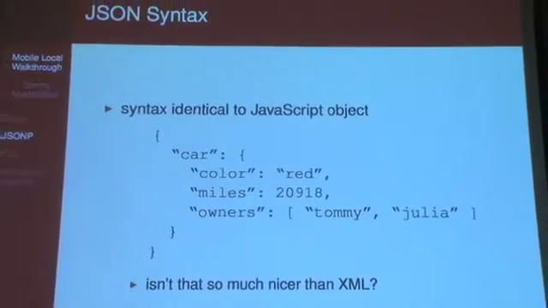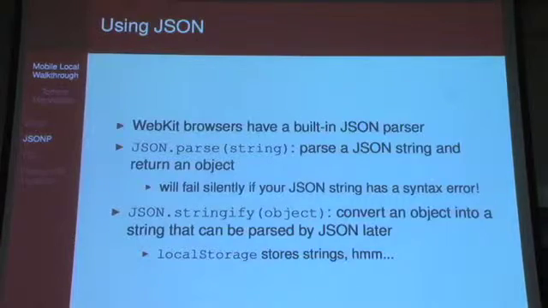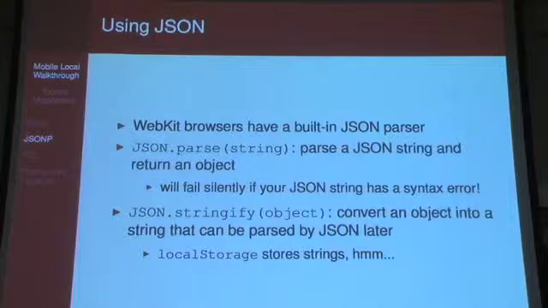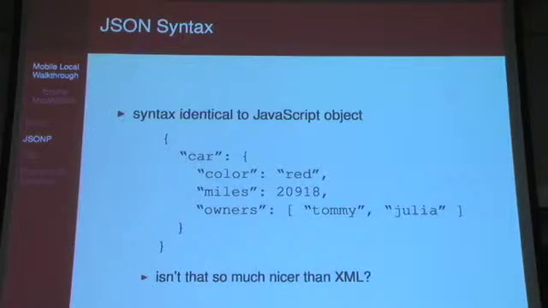As you can see, this is much nicer than XML. We didn't have to say open car, close car, and things like that. Using JSON in JavaScript is super easy because it's built into all the modern WebKit browsers that we want to make the effort to support. We can just say JSON, all capital letters, .parse, and give it a string. What that gives us back is a JavaScript object of that JSON string. So if we come back to this JSON string, I could say var o equals JSON.parse, give it this string, and then say o.car.color and things like that.